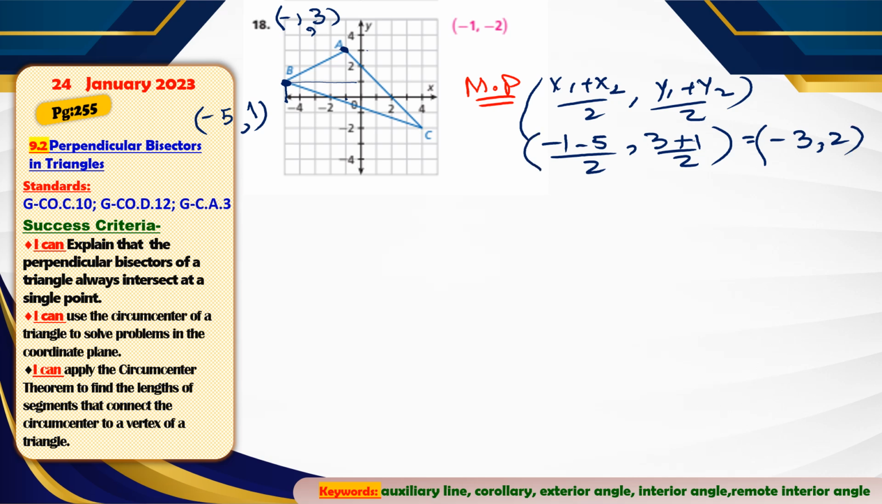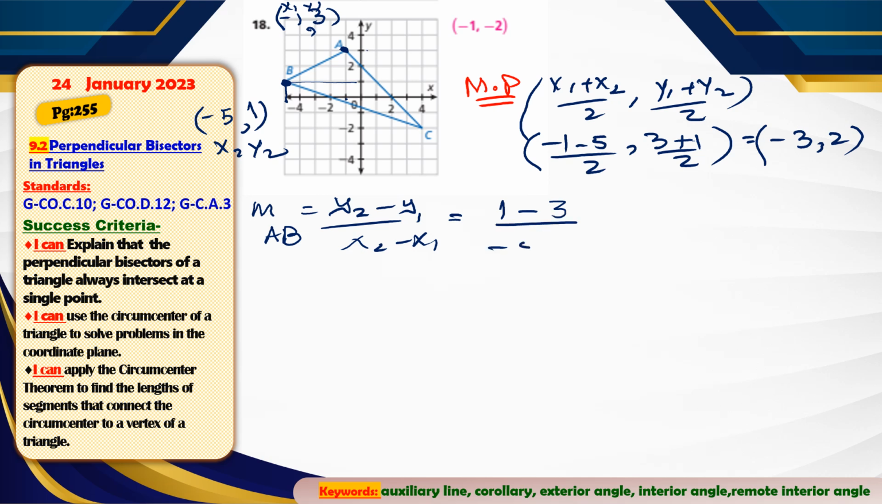Now we have to find out the slope of AB. So the formula is y2 minus y1 over x2 minus x1. This is x2 and y2, and this is x1 and y1. So our y2 is 1 minus y1 is 3. Our x2 is negative 5 and x1 is negative 1, and negative negative gives us positive 1. So we will get negative 2 over negative 4. It means 1 over 2. So this is the slope of AB.